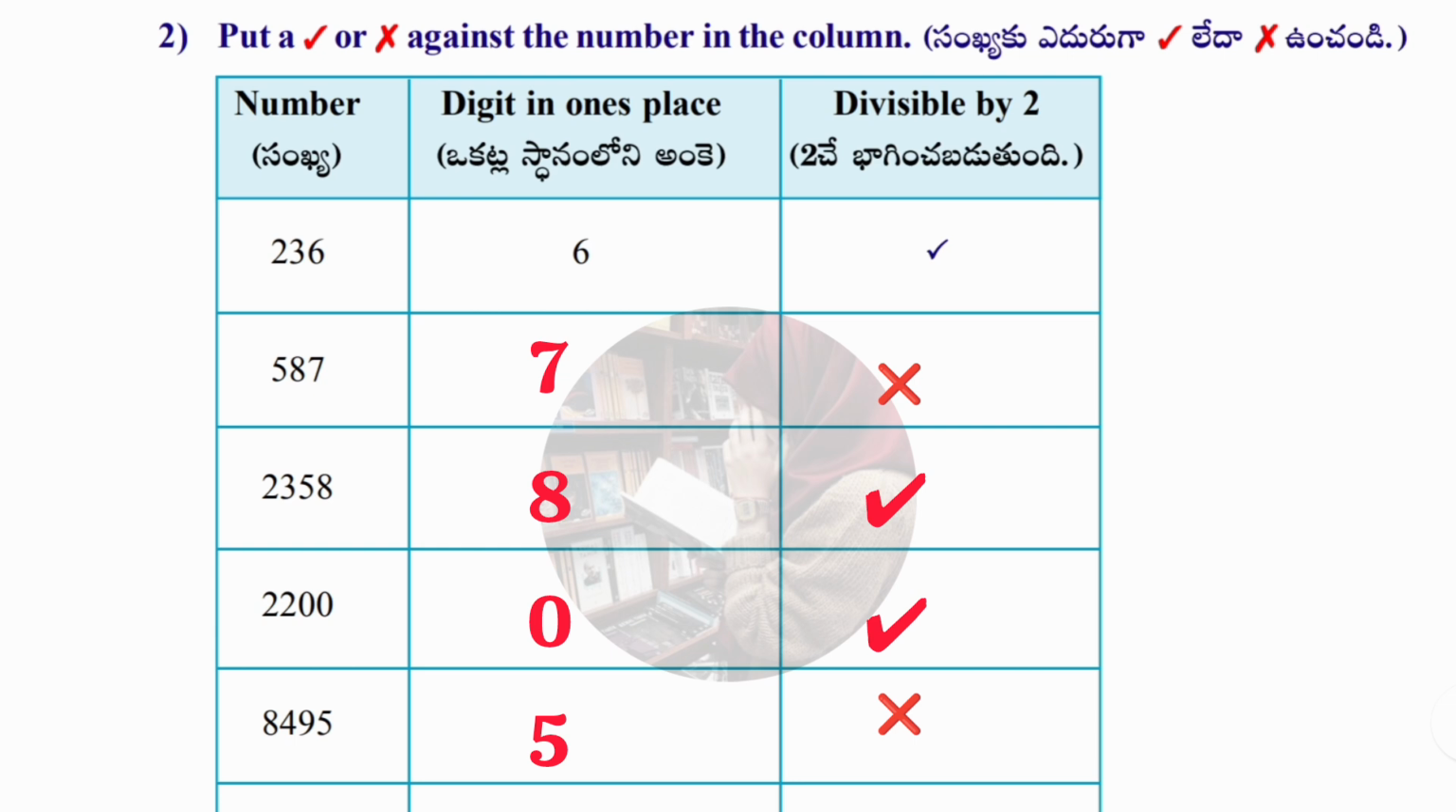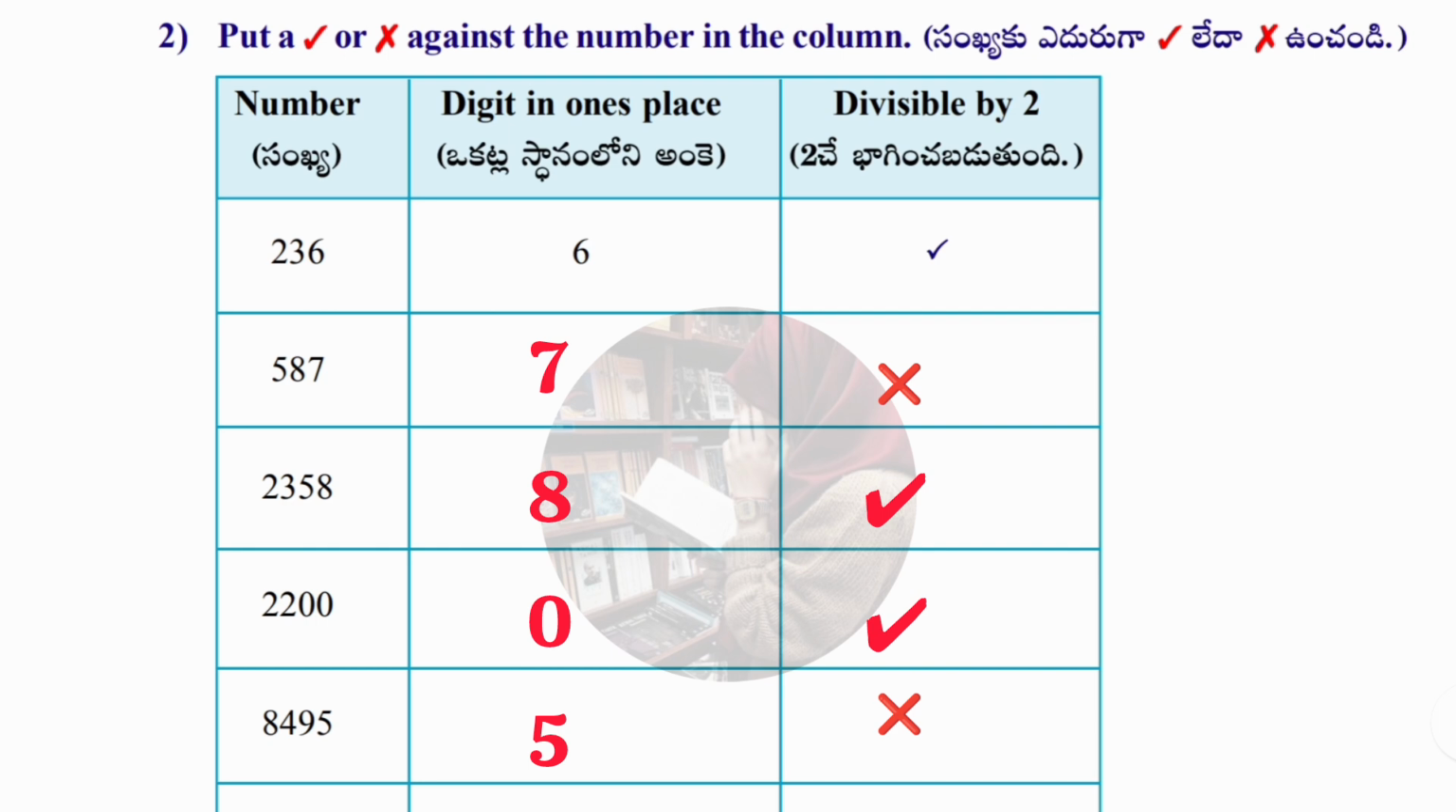Okay, so let's see. The first one is already given, which is 236. Here the last digit is 6, which is in ones place. We call it ones place or unit place also. So write down 6 here, and 6 is an even number. That's why it is divisible by 2, so put a tick mark. The next number is 587. Here 7 is in ones place, so write down 7 here. Whereas 7 is an odd number, it is not divisible by 2. So we have to put a cross mark here.